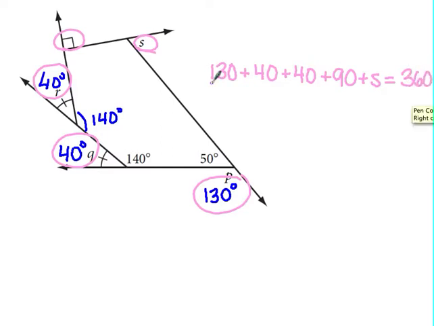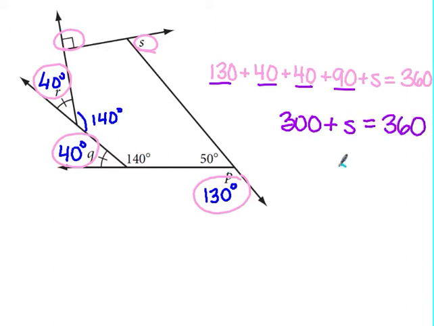So 130, 40, 40, and 90. What does that give me? 300? I think it should be 300. Somebody else get 300? Okay. Then what does S have to equal? 60. So see how that works? You add up all the exterior angles and they have to have a sum of 360 degrees.